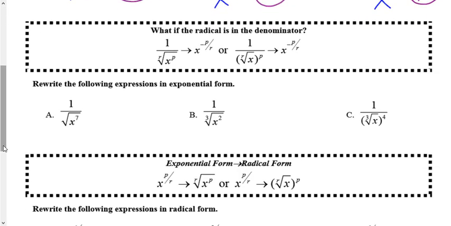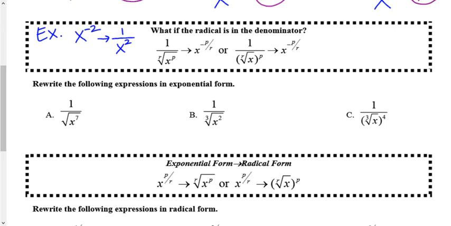So it says, what if the radical is in the denominator? Well, what we're going to do is we're just going to make the exponent negative. Okay, that's all we're going to do. Because we've seen before something like this. For example, x to the power of negative 2. Well, a negative exponent means we actually bring it to the bottom, and this becomes 1 over x to the positive 2. When I bring that x squared to the bottom, it becomes a positive 2.